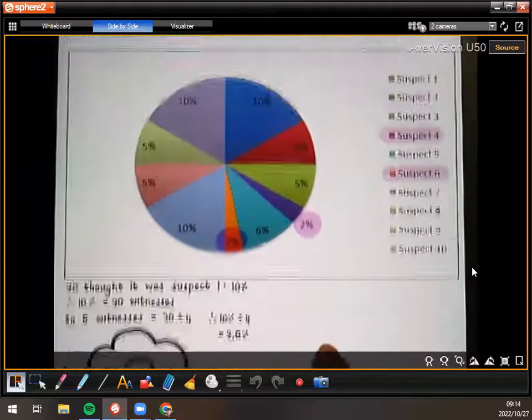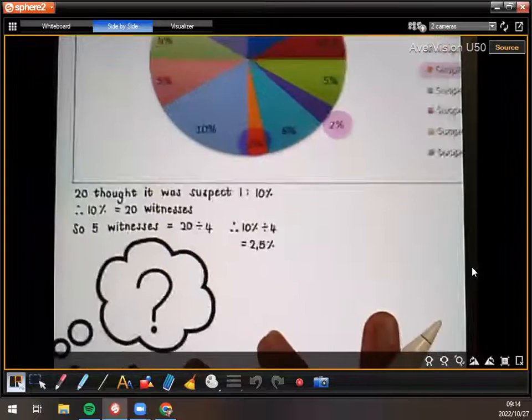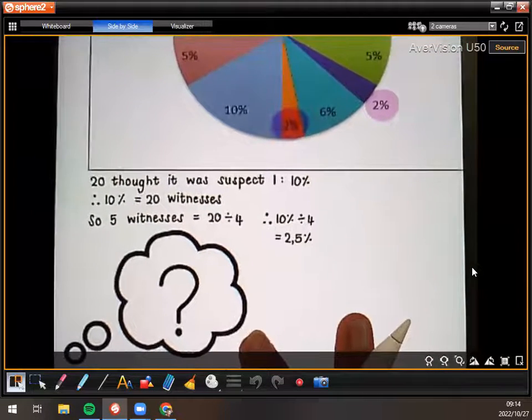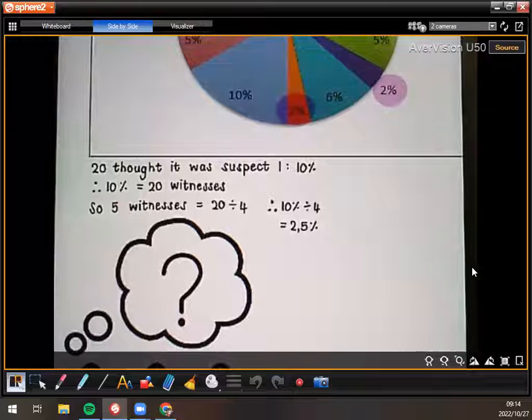Please copy down the working that I did here at the bottom. If you did it by inspection, that's also fine, but I do want you to have a calculation. So 20 witnesses for suspect 1, that's what they told us. Then on my pie chart, I saw that suspect 1 was 10%. So do we understand that first line I wrote? 20 witnesses is 10%. Therefore, 10% is equal to 20 witnesses. They said we can eliminate anyone with less than 5, so I need to figure out what percentage is 5 witnesses.